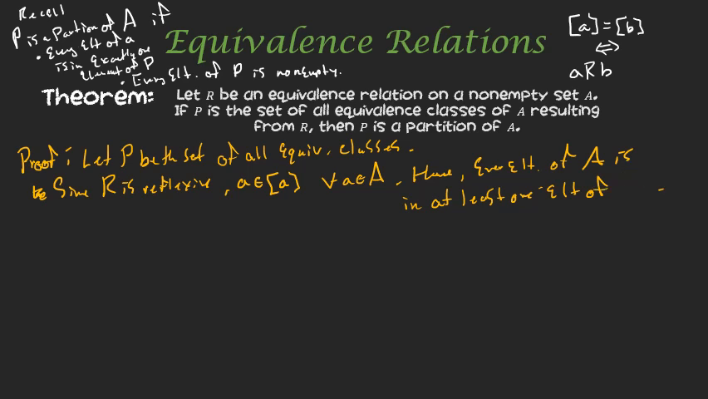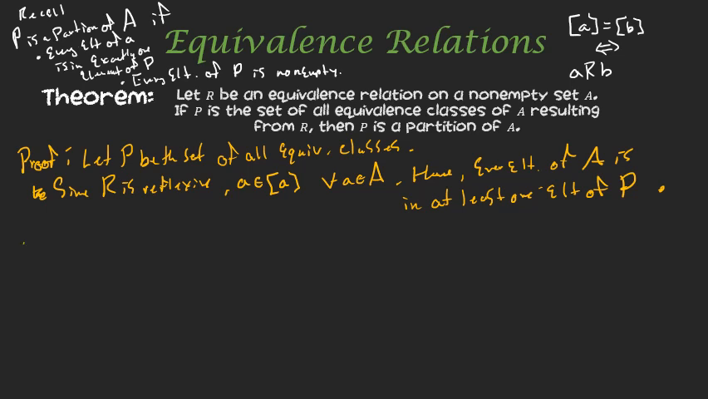Why do I keep drawing an R instead of a P? Of P. So it's in at least one of the sets, namely the equivalence class containing itself. Well, I don't want at least one. I mean, that's good, but I want to show it's also no more than one. So let's go by contradiction, and let's assume that an element of A belongs to two distinct equivalence classes.